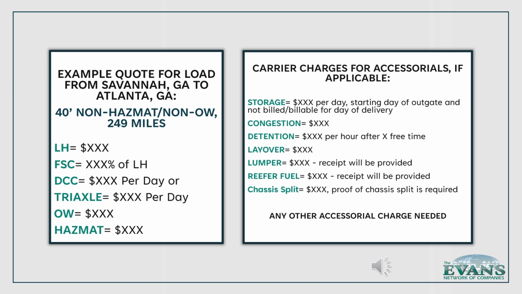Quote example for a load from Savannah, Georgia to Atlanta, Georgia. 40-foot, non-hazmat, non-overweight load running 249 miles. You would list your line haul at this many dollars. You would list your fuel surcharge at this percentage of line haul. If you are using daily chassis charges, it would be this amount per day, or terminal owned charges at this amount per day. Again, if you needed to use a triaxle, this amount per day. For loads that are either hazmat or overweight, you would list those amounts as well.